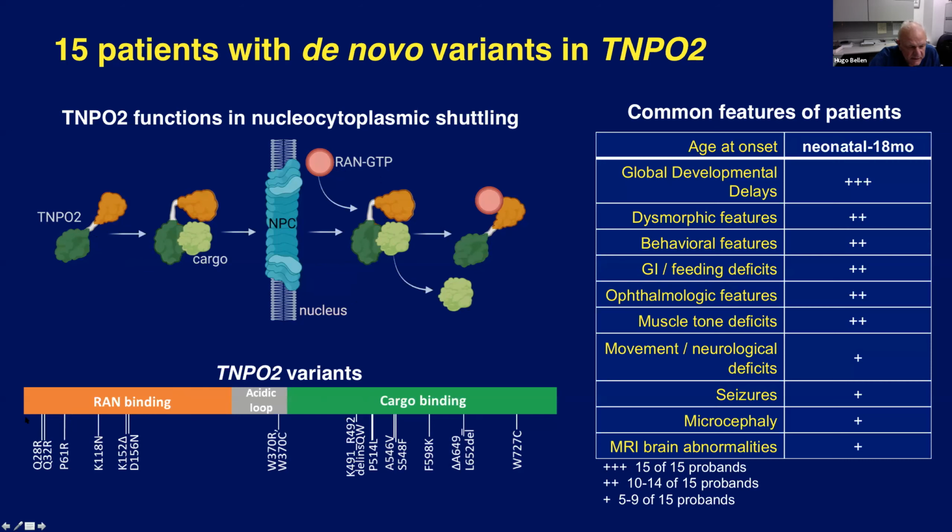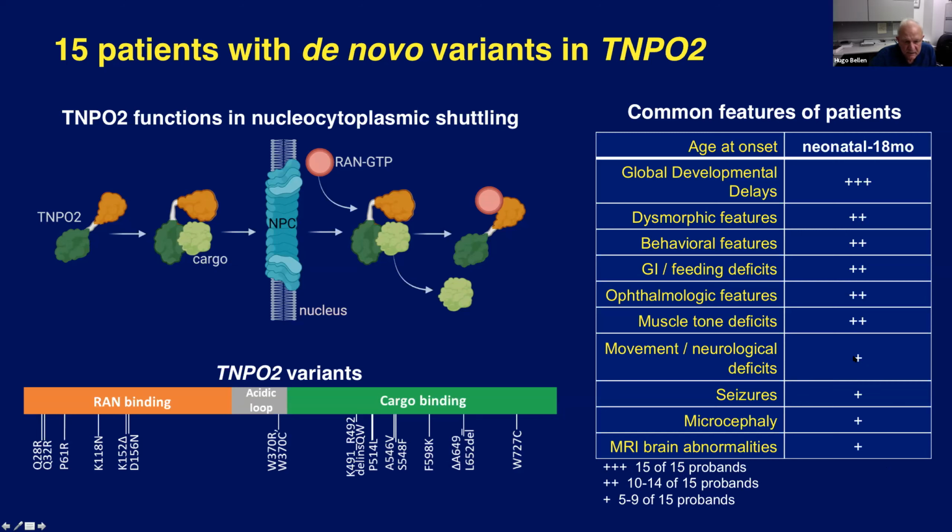So because there's 15 patients, we identified a lot of different variants, and many of these variants are suggestive of causing a severe phenotype. What are the phenotypes associated with these patients? First, global developmental delays, and that is observed in all the patients. Dysmorphic features, behavioral features, feeding deficit, ophthalmological features, and muscle tone deficit, which is found in the vast majority of the patients. And then movement disorder, seizures, microcephaly, and brain abnormalities that are found in about 30 to 40% of the patients.